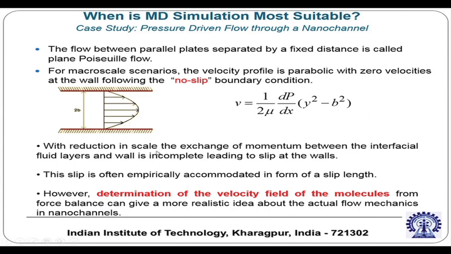However, with reduction in scale, the exchange of momentum between the interfacial fluid layers and wall is incomplete, leading to slip at the walls. This slip is often empirically accommodated in the form of a slip length. However, you can directly obtain the velocity profile and hence the slip length from the molecular information, from a force balance on the molecular scale, that gives a more realistic idea about the actual flow mechanics in nanochannels. So, essentially that will give you a slip length which you can fit with continuum level calculations.